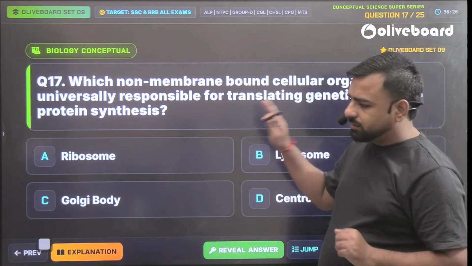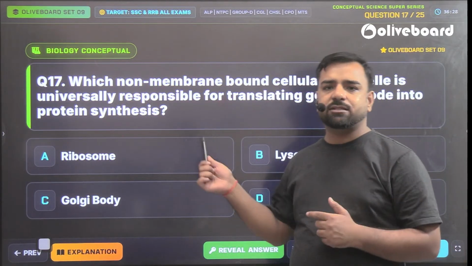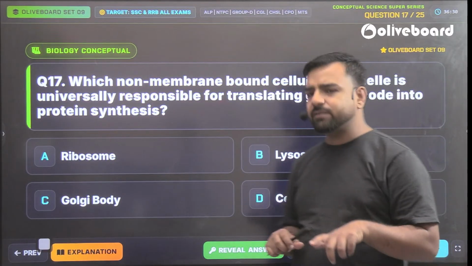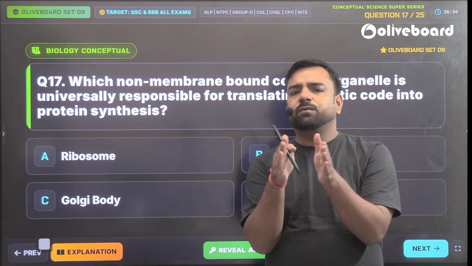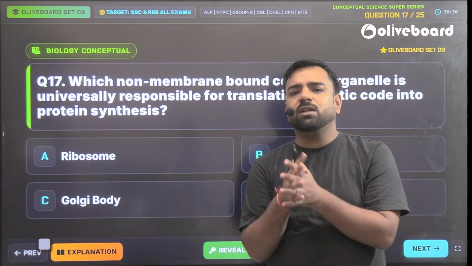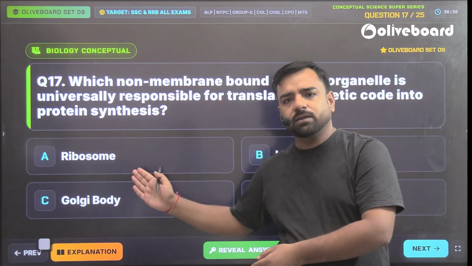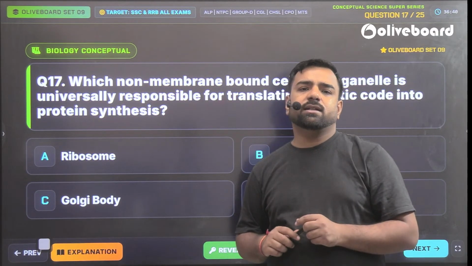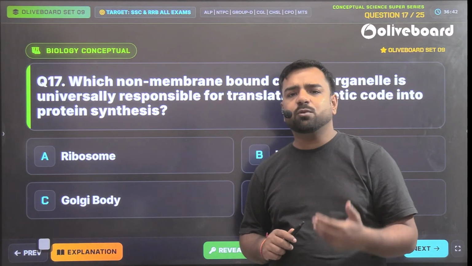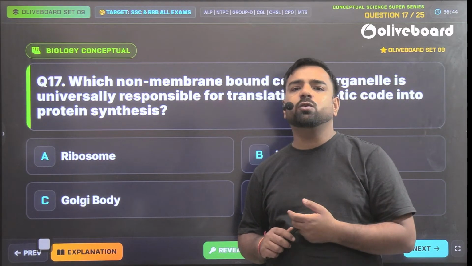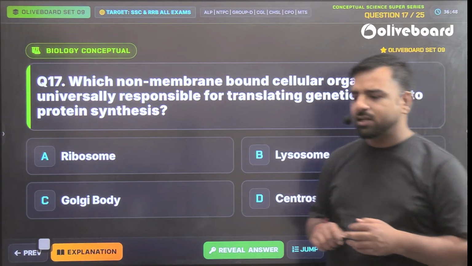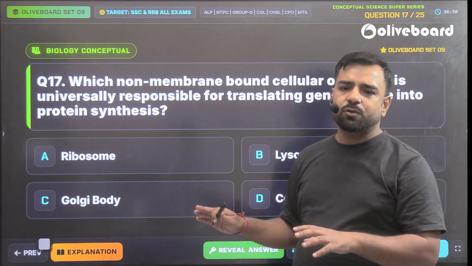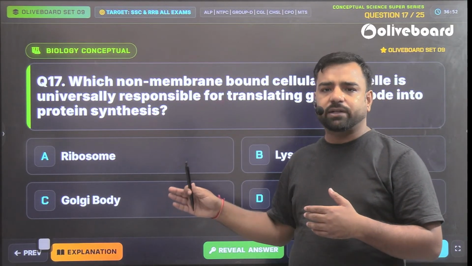Again, this question is from the CGL's PYQs. Which of the following cell organelles is known as the protein factory? Just tell me. That is ribosome. Why? It's obvious that ribosomes are helpful in protein synthesis. Since ribosomes are helpful in protein synthesis, we can say that ribosomes are protein factories.